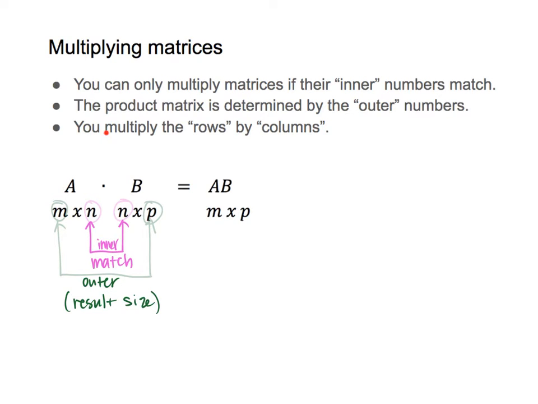Also, another thing, when you multiply, you always take the first matrix's rows, and you always use the second matrix's columns. And you will always multiply rows by columns. So always rows, then columns. And I'll show you what I mean in the next slide to kind of show you an example.